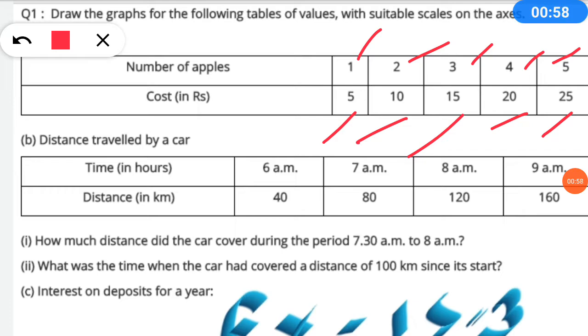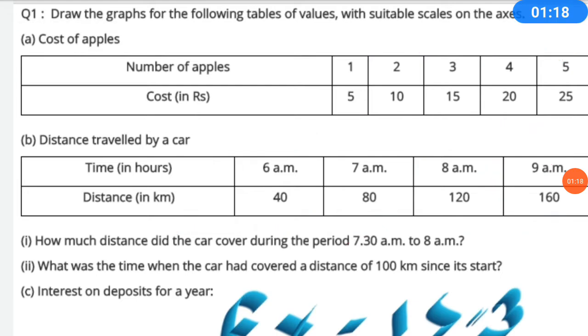The second part we are having, B part, is the distance traveled by a car. So distance traveled by a car, that means time and distance are given. At 6 a.m. distance traveled by the car is 40. At 7 a.m. distance traveled by the car is 80. At 8 a.m. it travels 120. At 9 a.m. it travels 160 kilometers. So you just have to plot the graph between time and distance.